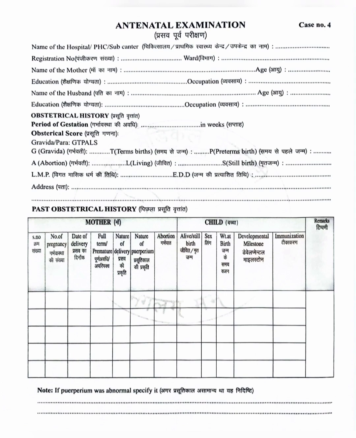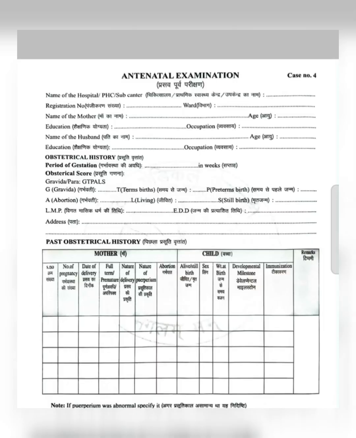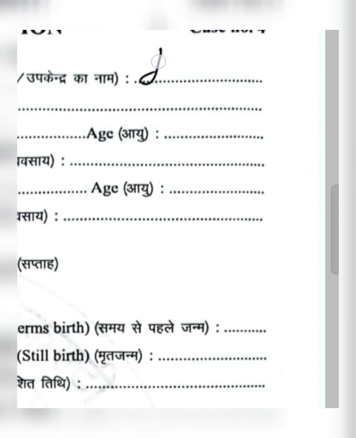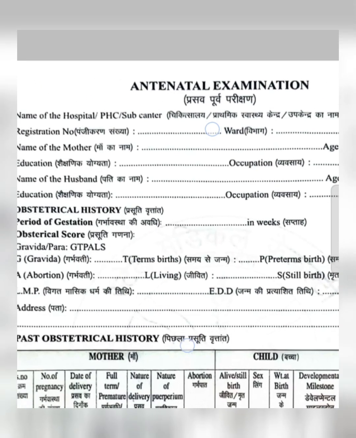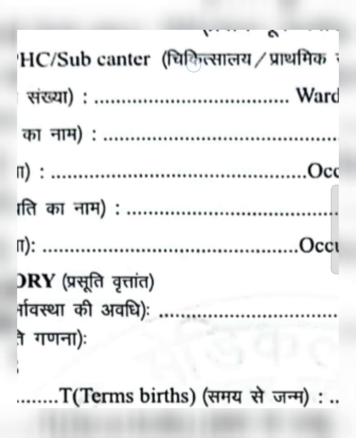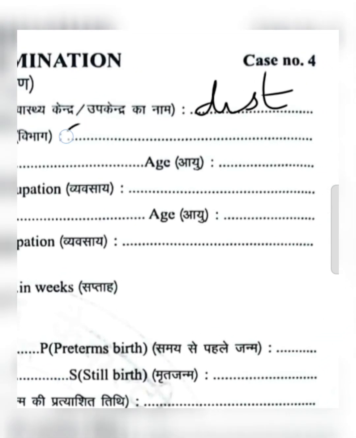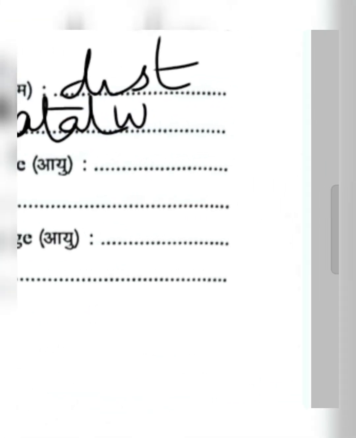Here I am going to explain about antenatal examination on a casebook, how you can write. Let us see. So first one is the name of the hospital. Here I am going to write the district hospital, and the registration number of the mother is anything we can write. So I am going to write it here 1182. That is the registration number of the mother. And the ward is, it's an antenatal examination, so that's why I am writing the word antenatal ward. So let us write it here, antenatal ward.